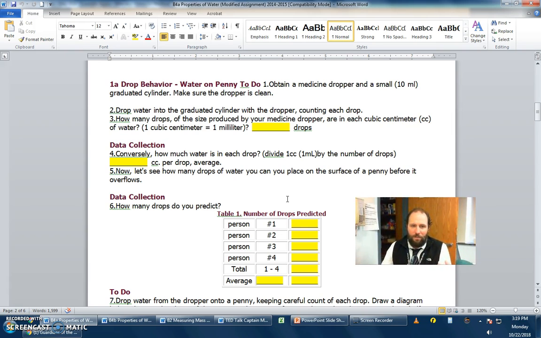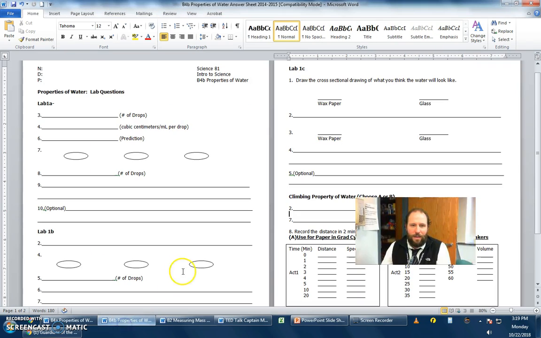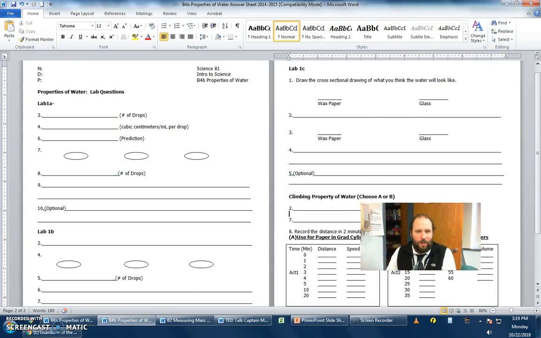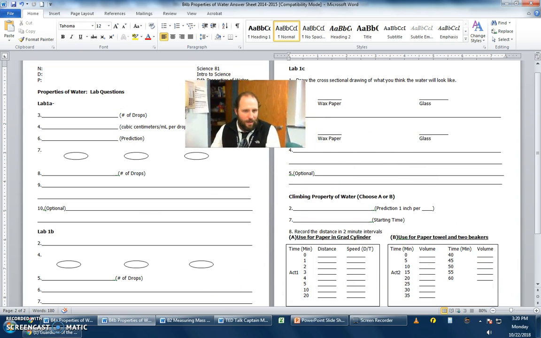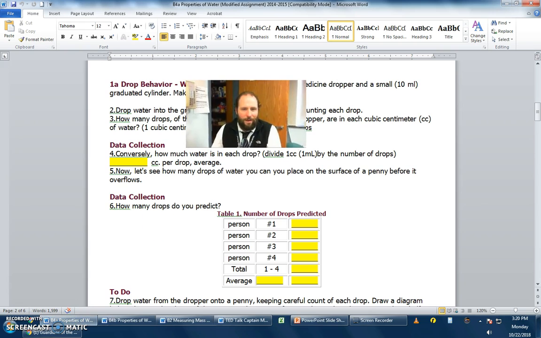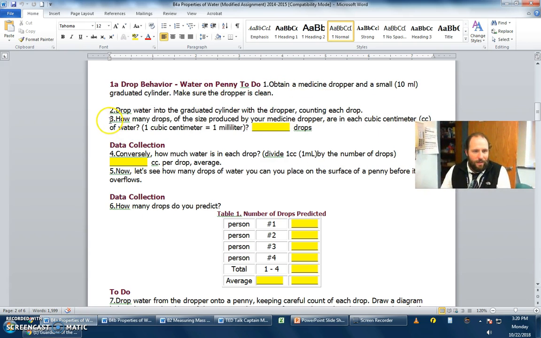So where do you put your information? Your information will actually go in this worksheet right here. So we've got the B4B Properties Lab answer table, okay? So this is where you're going to put all your answers. So you'll notice here in Lab 1A, number 3 is the first question you have. Well, when you go back to that lab, question 3 is where you have your first required answer, okay?